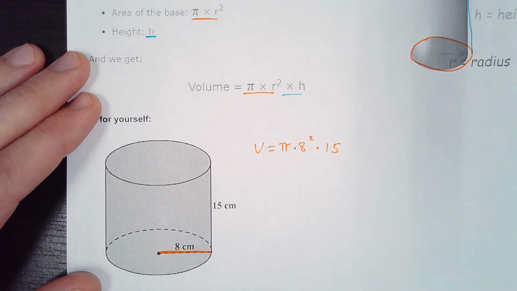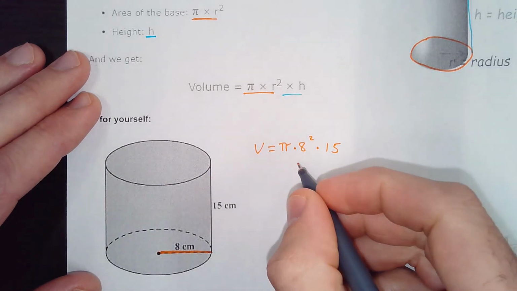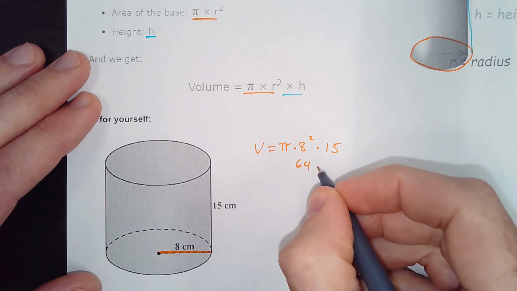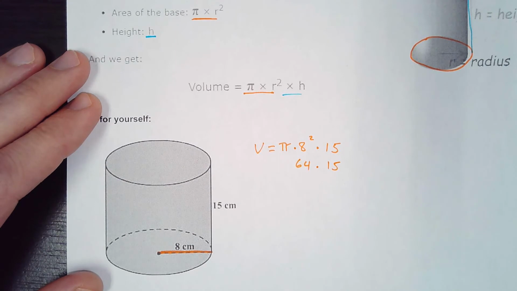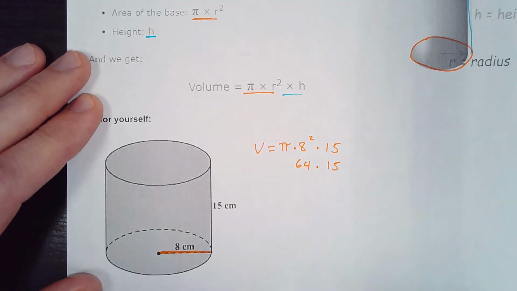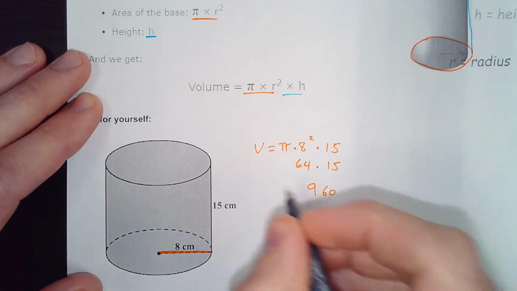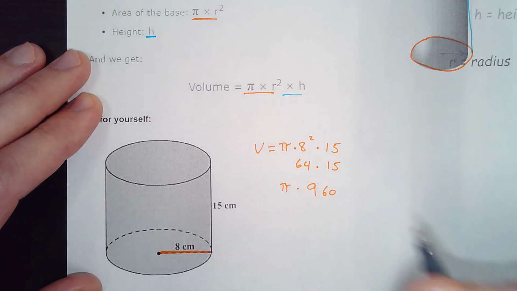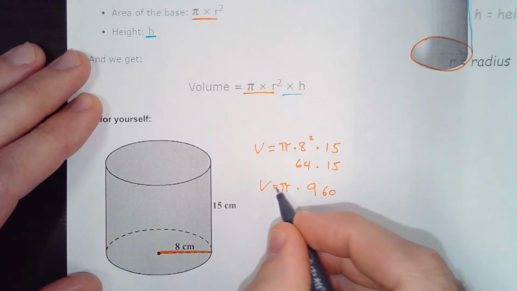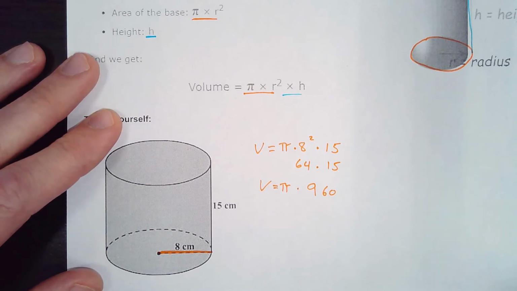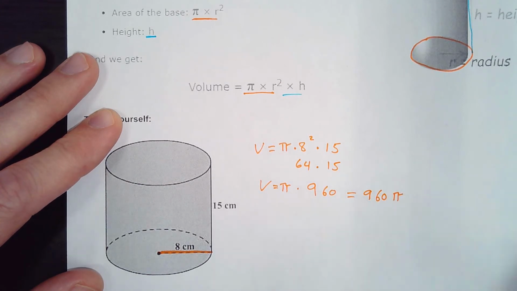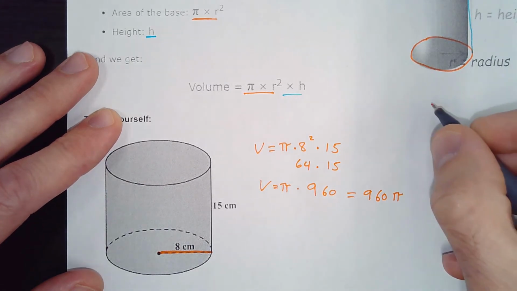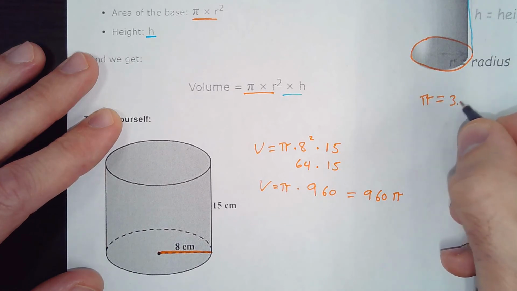So 8 squared we know is 64 times 15. So let's figure out 64 times 15 is 960. Pi times 960. And then we can write this as 960 pi, or let's remember, what does pi equal? Pi equals 3.14.